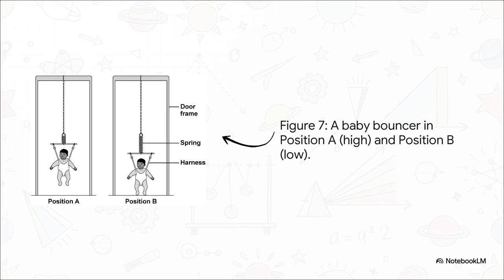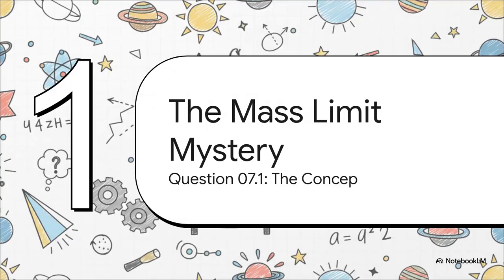It looks simple, right? A baby bouncer. But an examiner sees a goldmine of physics here. You've got these two key moments, position A up high and position B down low. And everything that happens between those 2 points, well, that's a whole story about forces, energy, and elasticity. Let's dig in.